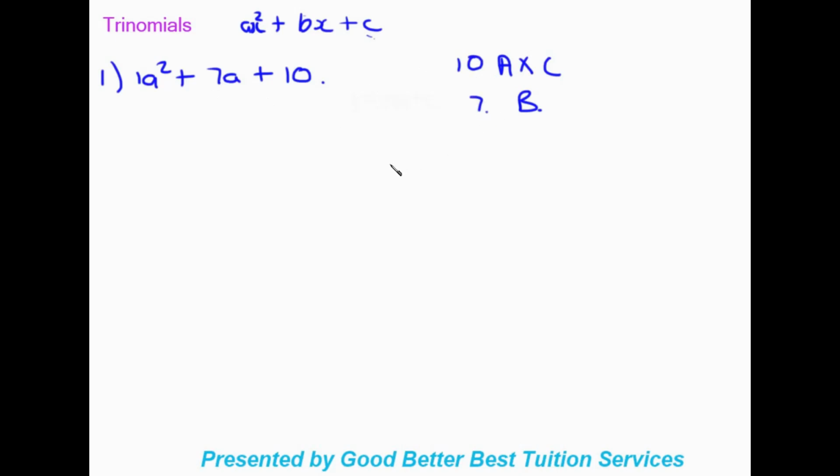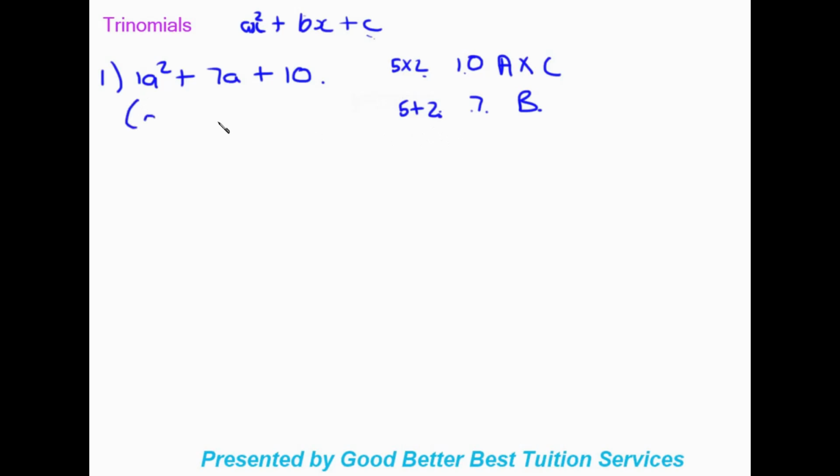So looking at this, we need to figure out what can I times to get to 10, but also using the same numbers add to get to 7. And after looking at different possibilities, you'll eventually get to 5 times 2 gives me 10, and 5 plus 2 gives me 7. So you can see there, I first did a times c and then b. So I got these answers. Now I need to say what can I times to get to 10 and also add to get to 7.